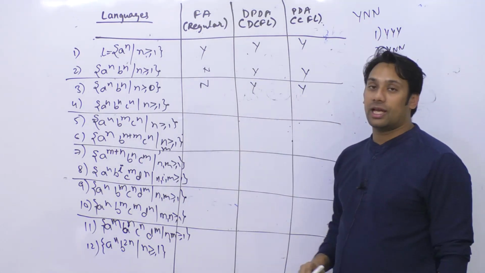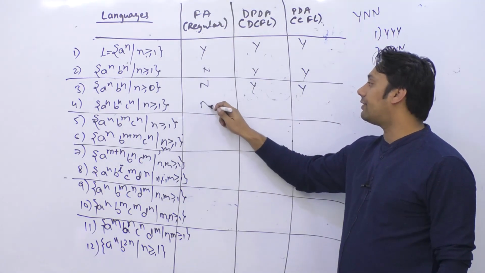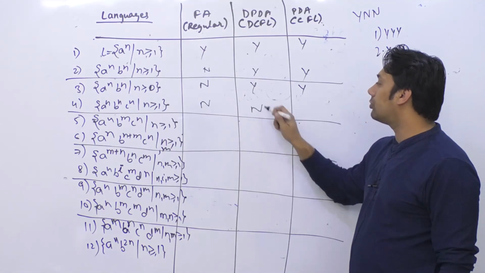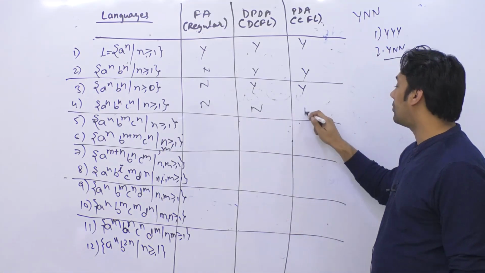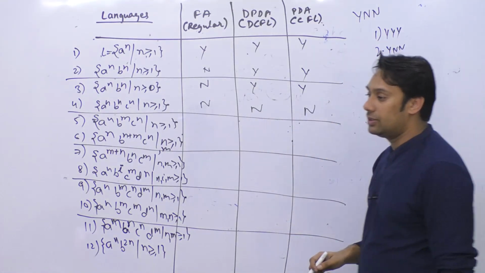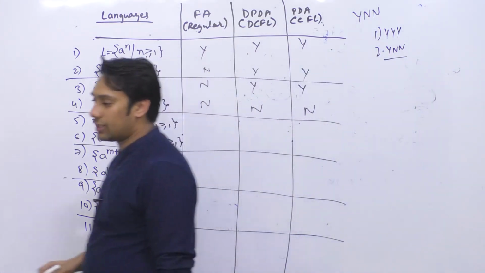Now for this fourth language here, we will not be able to make a finite automata, we will not be able to make a deterministic PDA, as well as we will not be able to make a PDA. So here we cannot make a PDA or a deterministic PDA.